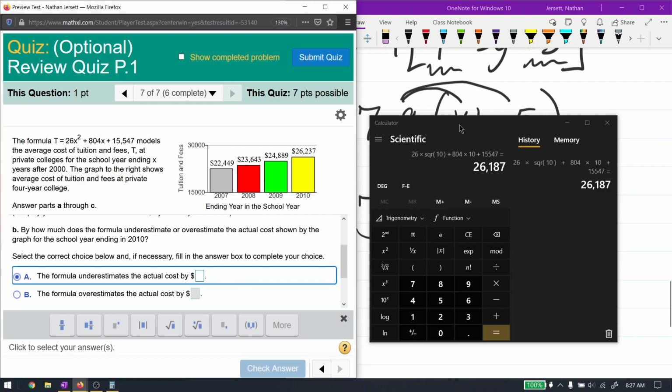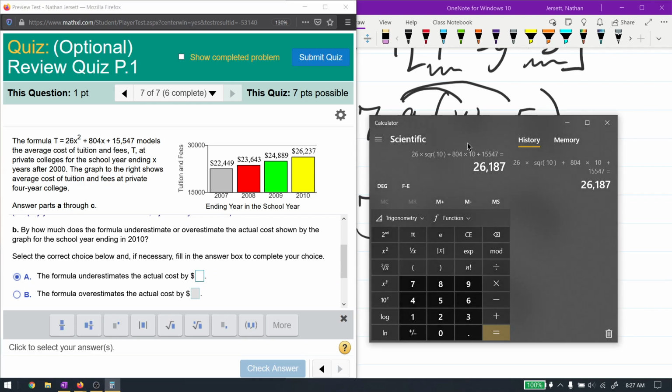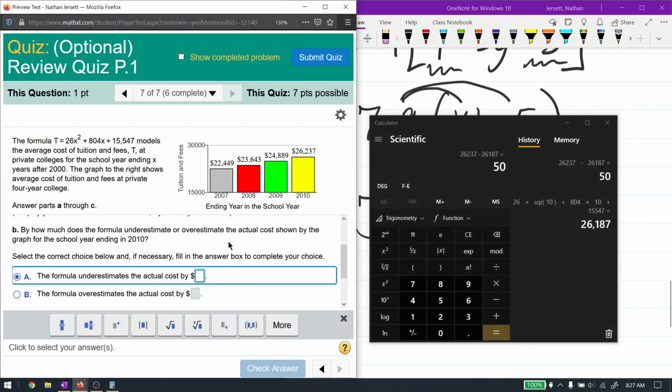And what does it underestimate by? Well, we're going to take this number. We'll take 26,237 minus 26,187. That's the number we just found. And it underestimates it by $50. Which, considering that these numbers are so large, $50 is not very far off. So it's a pretty good model in my mind.